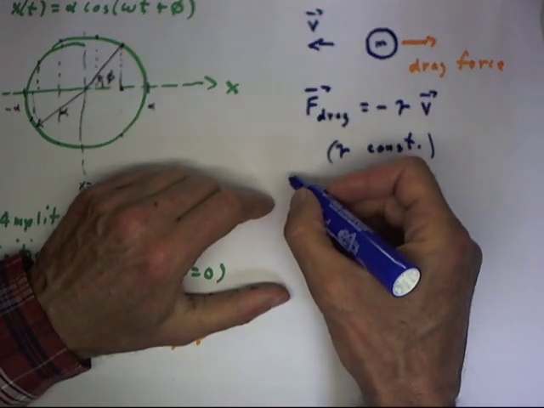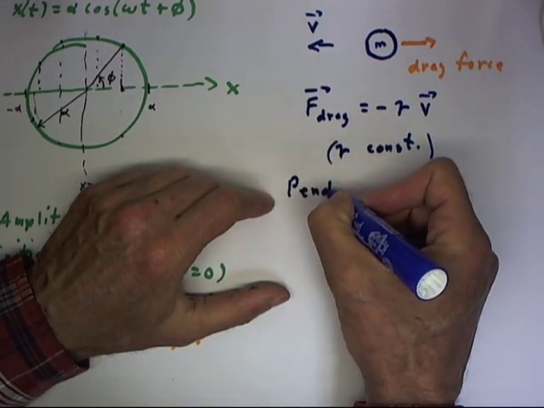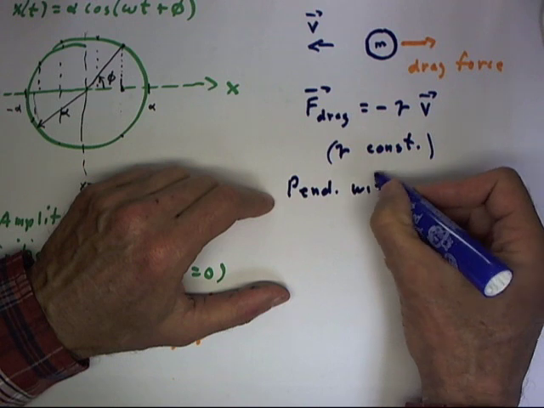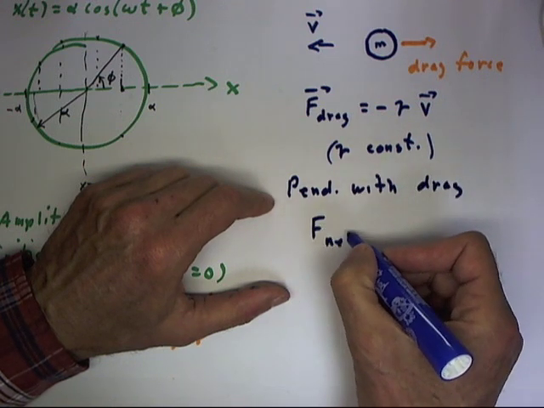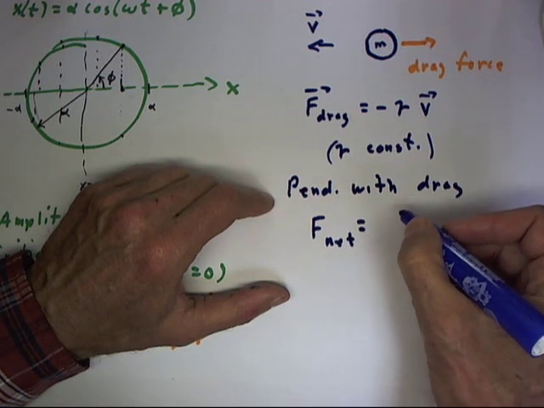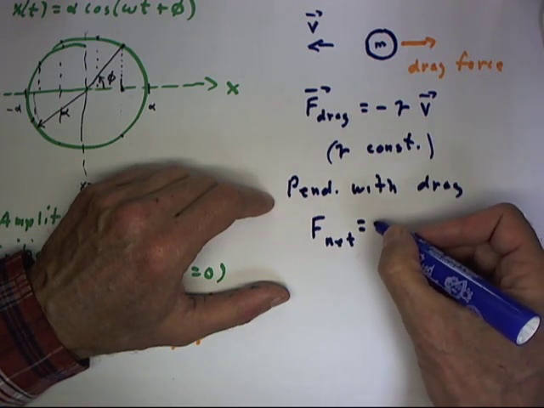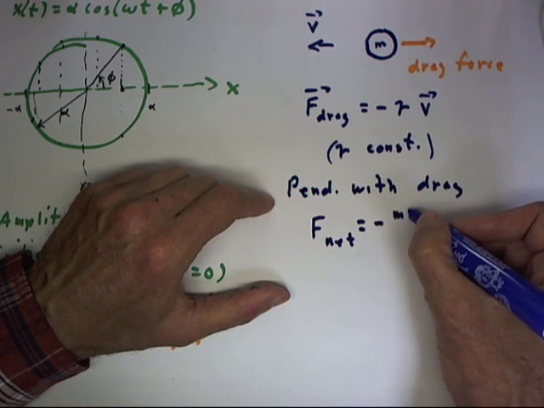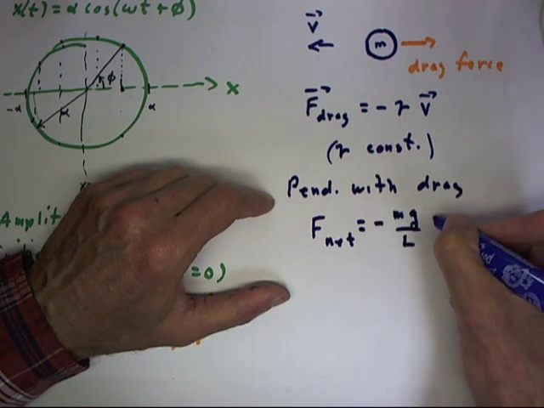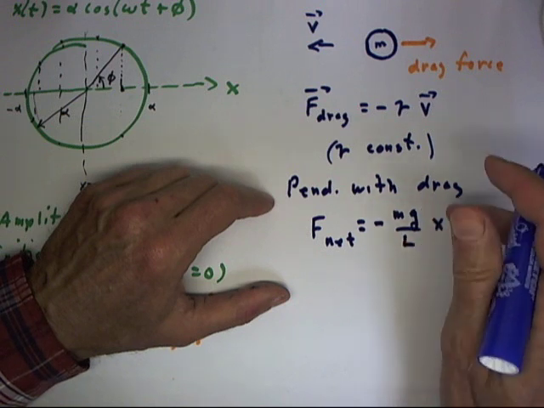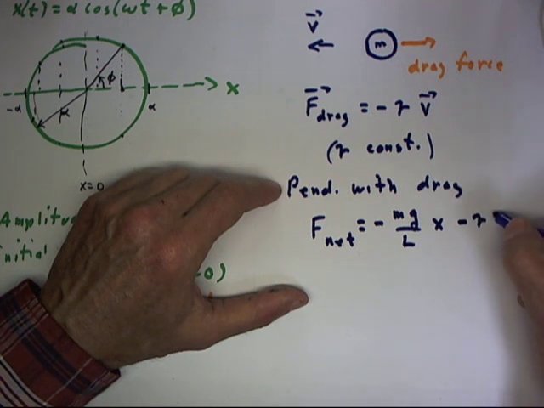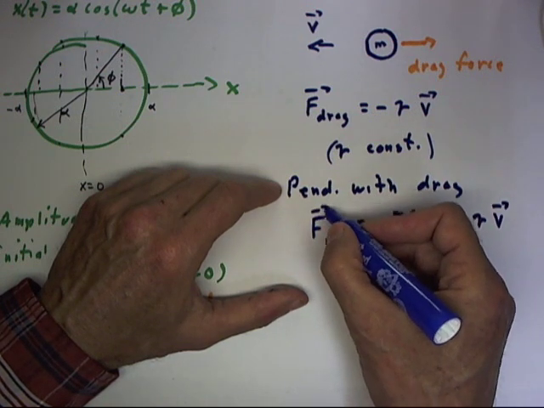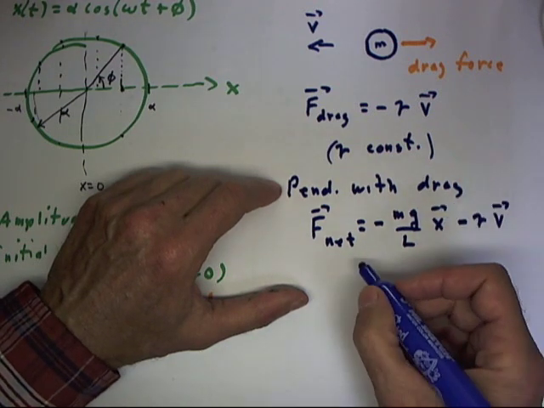Okay, so a pendulum with a drag force experiences a net force equal to, first of all, the negative mg over L times x, that comes from the tension in the pendulum string. Then it's minus gamma times v. And these are all actually vector quantities.